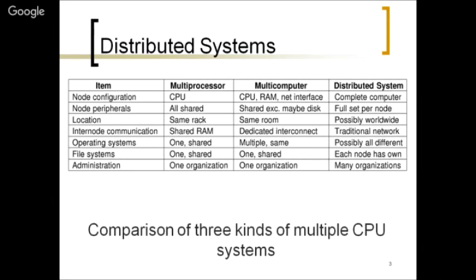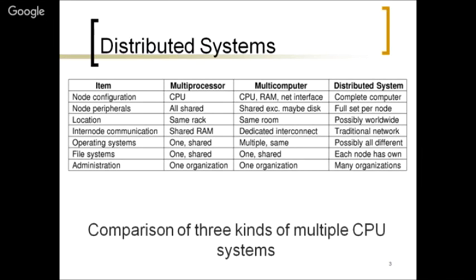Then operating system, we'll come to that later on, that there are different OS configurations also. Means how they are connected basically. So it's shared in the multiprocessor. Then we have multiple in the multi-computers, means every system has its own OS, right? Then possibly all are different in the distributed system, right?